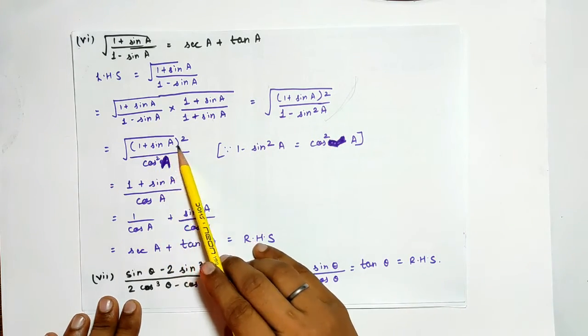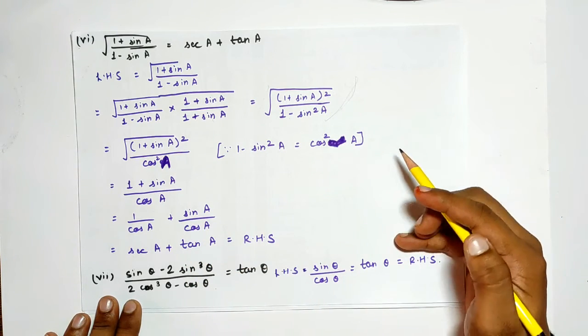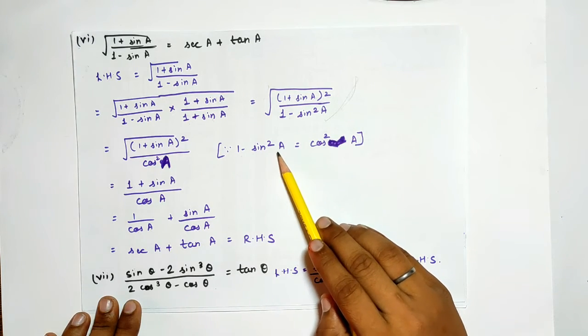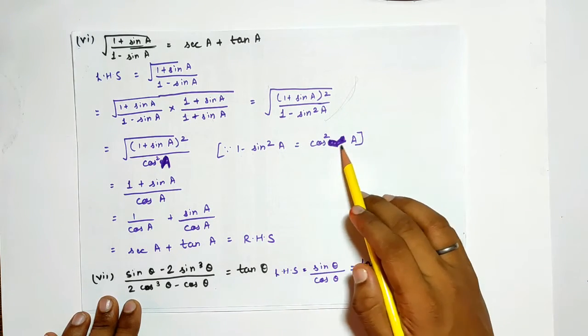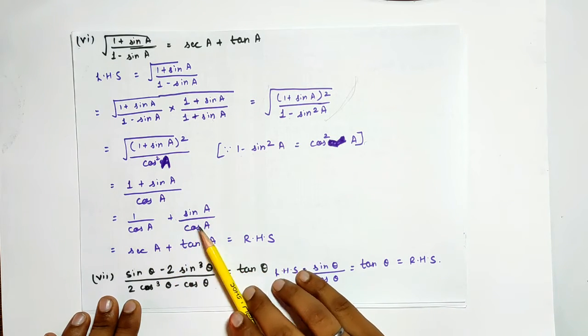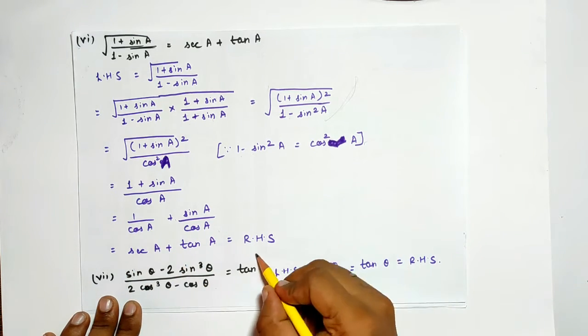After this, (1 plus sin A) square upon cos square A is equal to (1 plus sin A) upon cos A, because 1 minus sin square A is equal to cos square A. This is equal to 1 upon cos A plus sin A upon cos A, which is equal to sec A plus tan A, that is RHS.